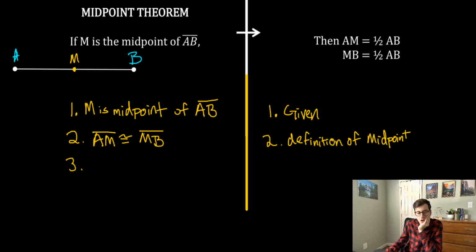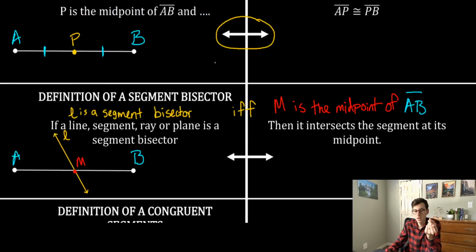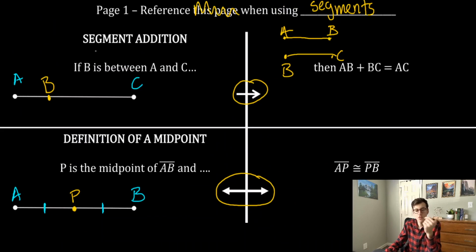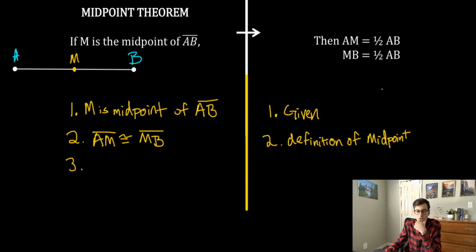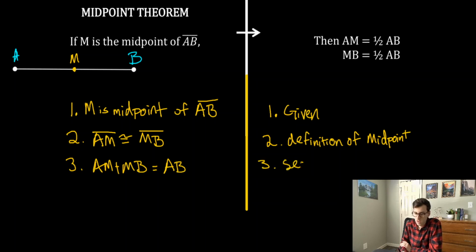I also know that M is between A and B. If you remember the first thing we talked about, if B is between A and C, then AB plus BC equals AC. So I need to somehow get AB in here. Since M is between A and B, I know that AM plus MB is equal to AB. That's our segment addition postulate.